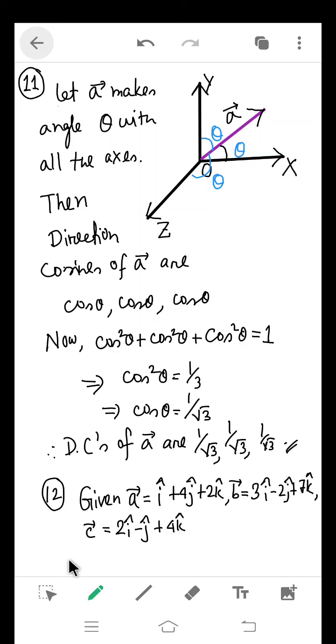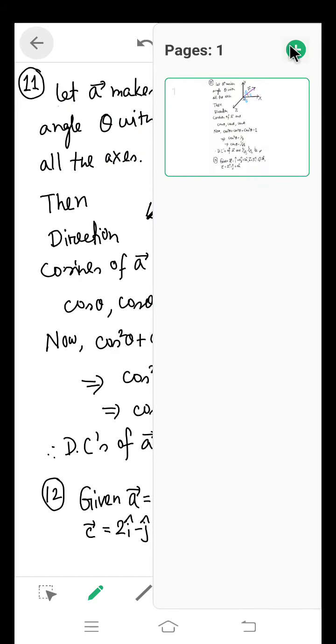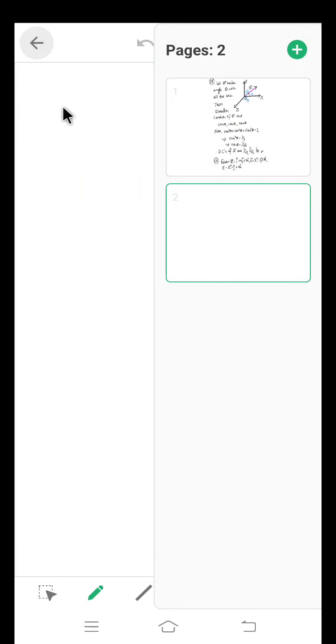Conditions are given that C dot, you have to calculate a vector D. So write it on the next page. So in the next page you are given that D is a vector which is perpendicular to both A and B.